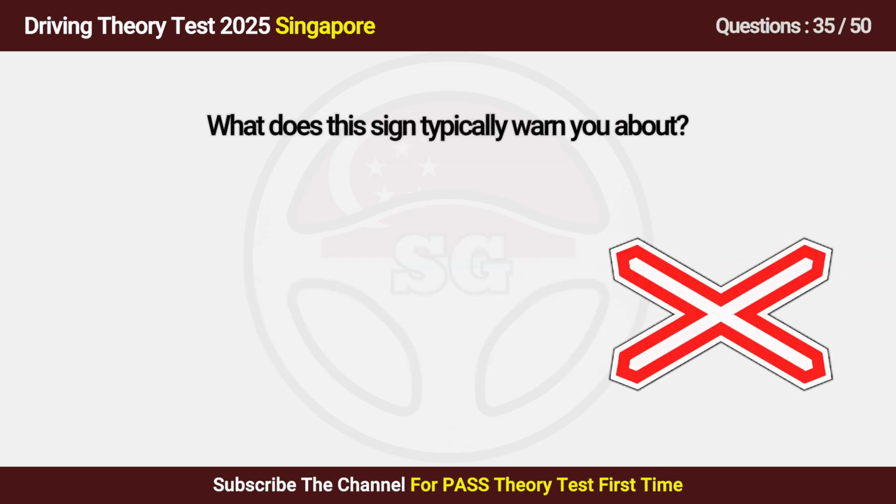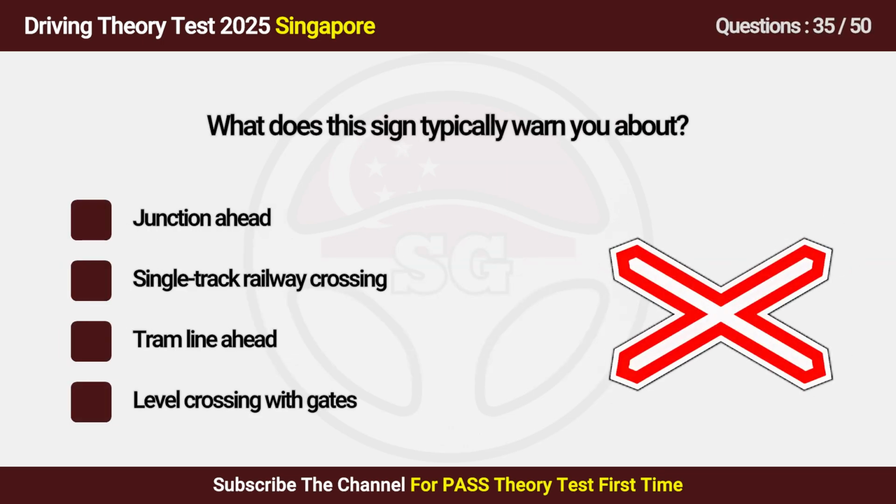Question 35. What does this sign typically warn you about? A. Junction ahead. B. Railway crossing. C. Tram line ahead. D. Level crossing with gates.